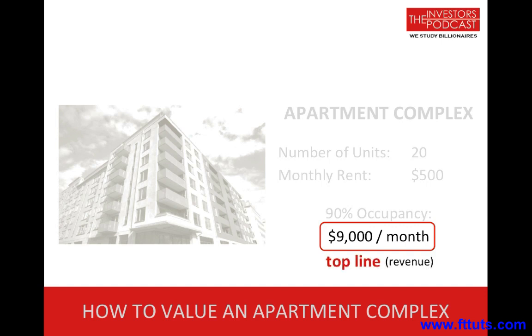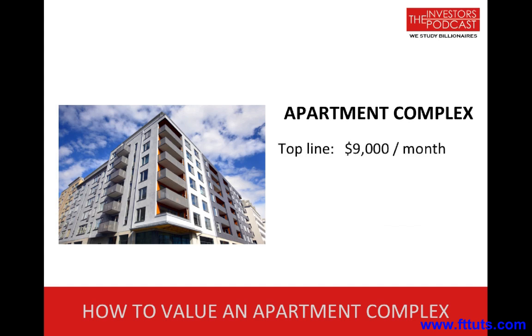This is the revenue. This is the raw number that comes into the business before all the expenses and everything else is paid out. And that's why it's called the top line. So if the business was making $9,000 a month, we could then say that in 1 year, on average, this apartment complex would bring in $108,000 a year. And we're going to talk about things on a per year basis from here on out.